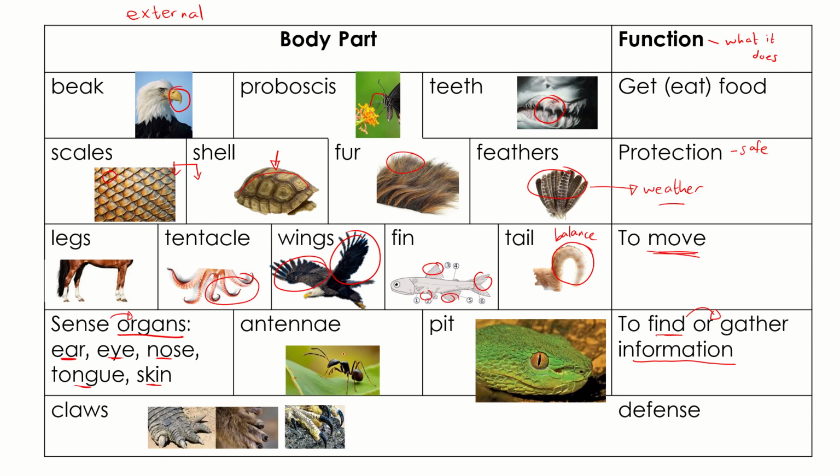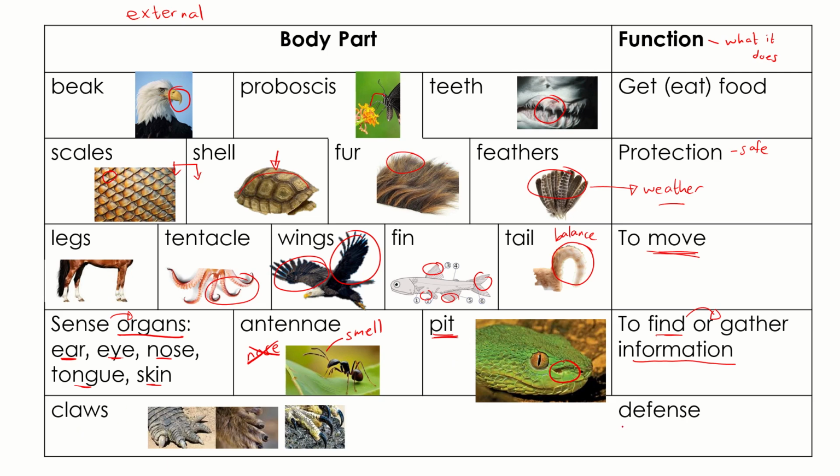The antenna on the ant helps the ant to smell. Sorry, the ant does not have a nose. It has antennae that help it to smell. This snake over here has something called a pit. These pits help it to detect infrared waves like heat. So the snake can see the heat coming out from things.